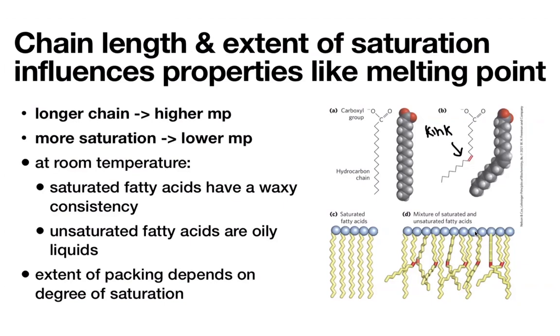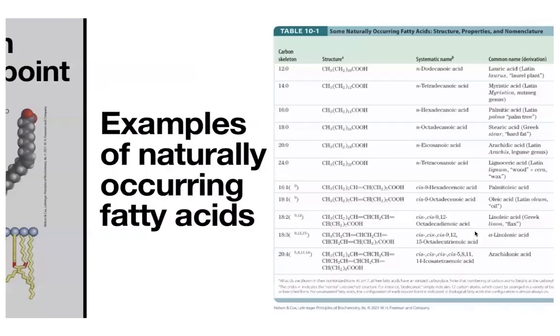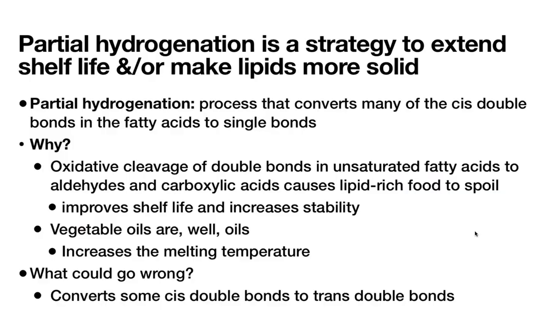And then the extent of how packed together these lipids can be is going to depend on that degree of saturation. So often if you have multiple double bonds, that can make things even kinkier, harder to get close together. Often what we have is some sort of mixture of saturated and unsaturated fatty acids. Not all fatty acids are ideal for all purposes.